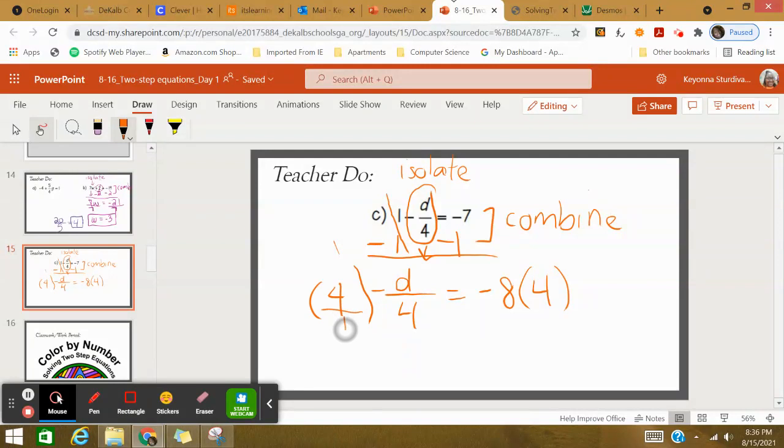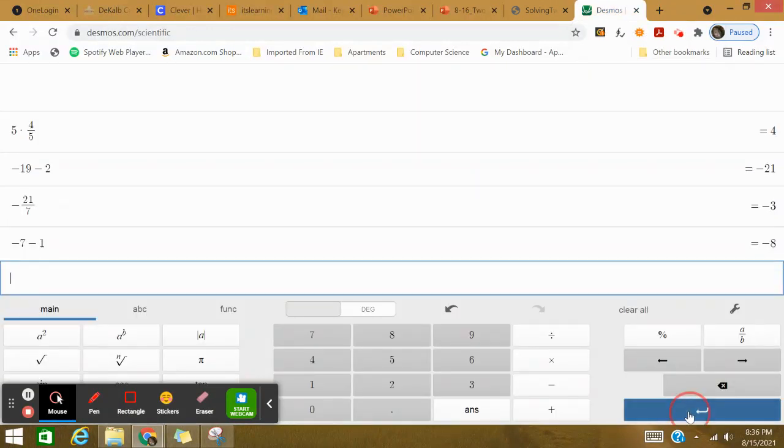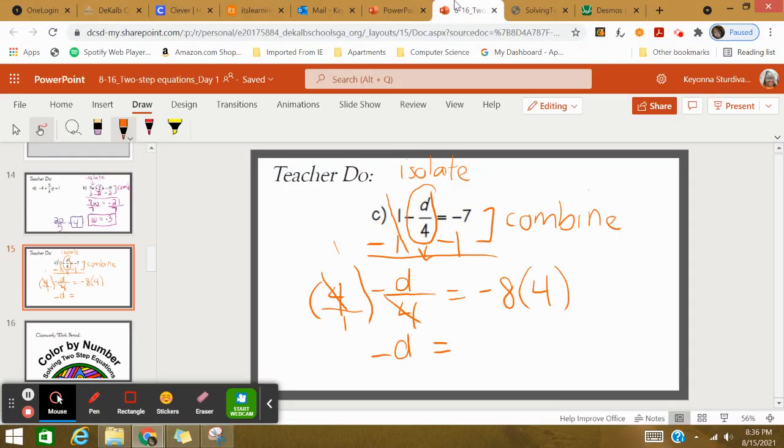Remember that any whole number can be written as something over 1. So both of these 4s will cancel, which means I'm left with just a negative d. And then I multiply. So -8 times 4. Again, if I'm not sure what my answer is, I can go back to the Desmos calculator. So we're going to do -8 times 4. And it pops right up as a -32. So I get a negative d is equal to a -32.